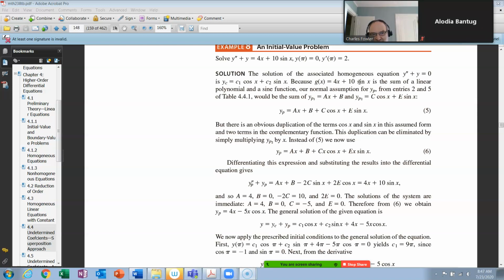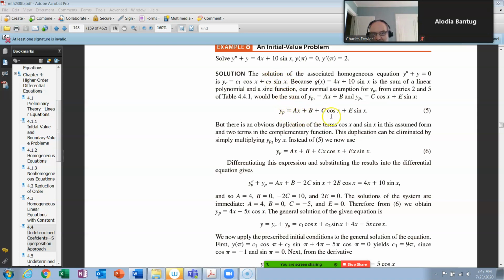And the book doesn't like to use d, so they start with c times cosine x plus d times sine x. Okay, e times sine x. But here we have a problem, because this part of your particular solution duplicates part of your complementary solution.